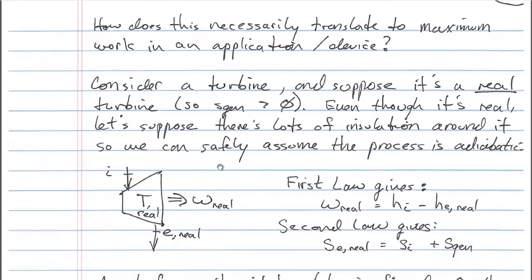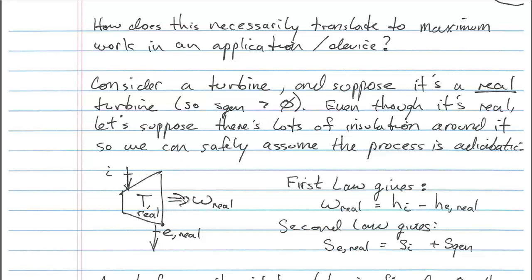Well, here's our diagram of our real turbine, and we have an inlet state, and we have our real turbine, and this real turbine is now, I'm going to subscript this, producing some real amount of work. And because it's transferring some real amount of work out of the turbine system, the exit state is going to be associated with that real process. And so we call the exit state E, real, meaning that this is the exit state that corresponds to the real turbine process.